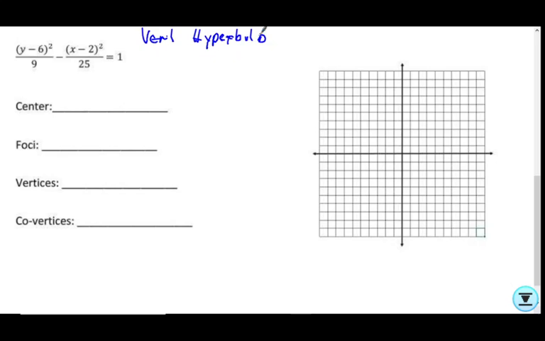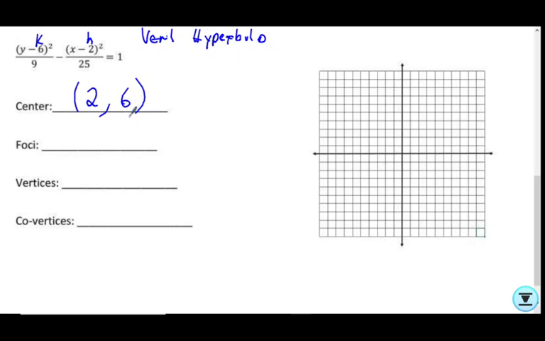Okay, so same thing, find the center. Now this is the part that sometimes we mess up. Since x is second, sometimes we switch our h and k, but remember, h is still the one with the x. So our center is at 2, in this case, 2, 6. Okay?